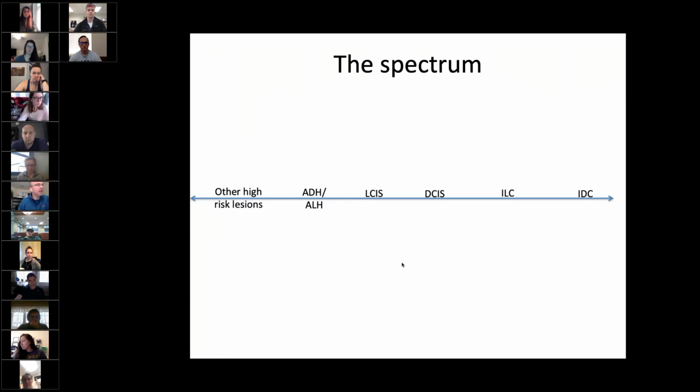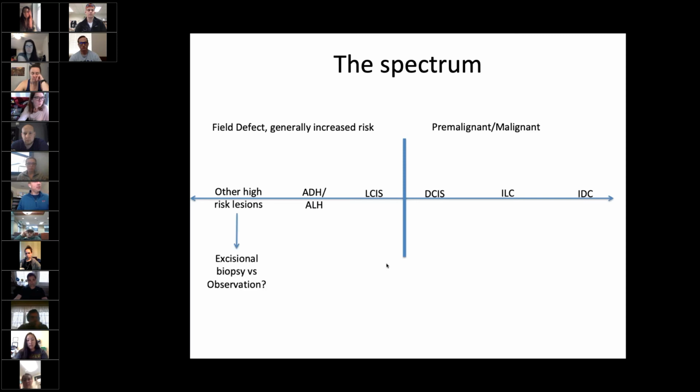All right, so here's our spectrum again. Draw a line in your head right here. This is field defect, not premalignant, and then premalignant, malignant. High risk lesions, we're going to do excisional biopsy on the test, we might observe in real life. The atypia or LCIS, we're going to do an excisional biopsy. We don't care about margins, but we are going to offer risk reduction therapy, which could come in the form of hormonal therapy or additional surgery.